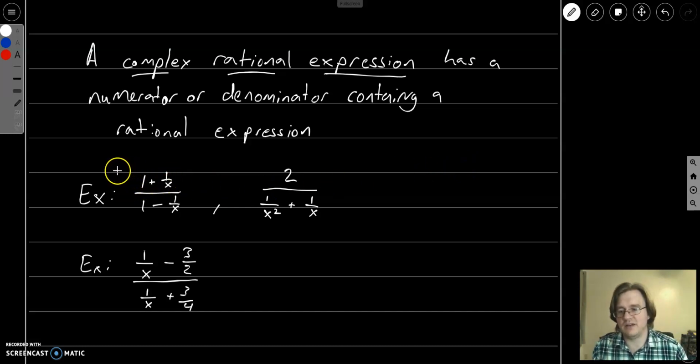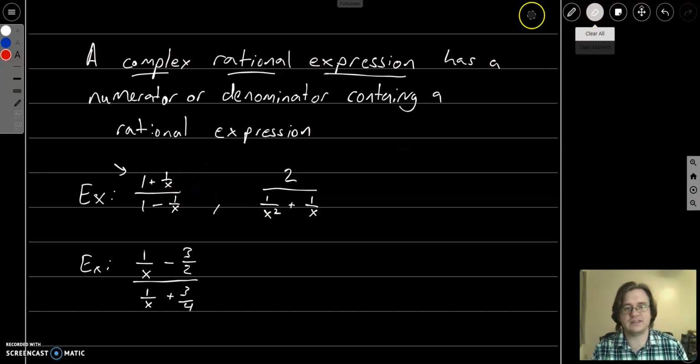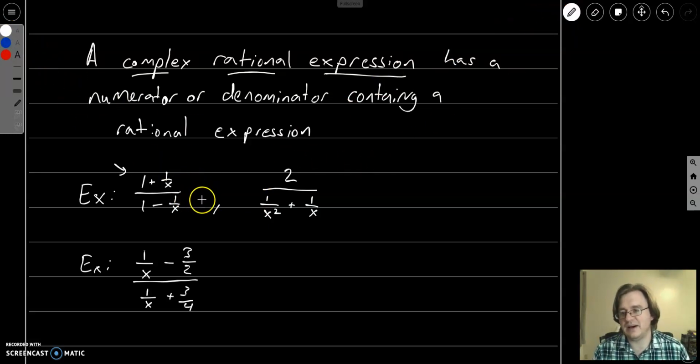For example, this first fraction here, we have a numerator and denominator. So it looks like a fraction thus far, but we've got our own rational expressions inside. The 1 over x is a rational expression. So ultimately, this is kind of like a rational expression, except it's got rational expressions on the inside. Therefore, it's a complex rational expression.